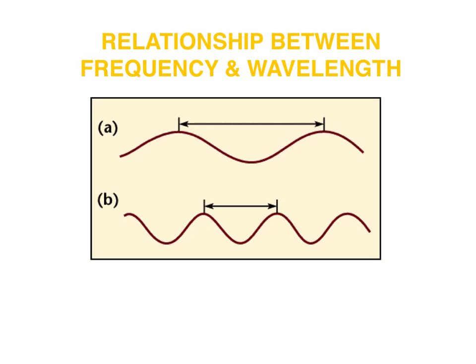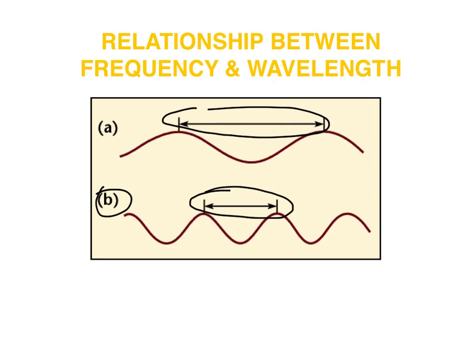So how do frequency and wavelength relate to one another? Well, if you look at these two waves here, you can definitely see a difference in wavelength. And if the box represents a given period of time, you can see that with a shorter wavelength here in B, you get more waves. So that would be a higher frequency. So shorter wavelength means higher frequency, and the longer the wavelength, the lower the frequency.